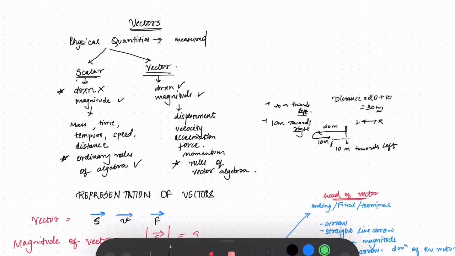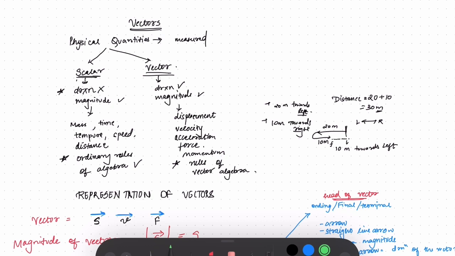So we are going to start with the very first chapter, that is vectors. Now this chapter is not really important for your NEET exam because only 1 or 2 questions come from this chapter, but it's very important to create your basics, which is going to help you throughout your physics journey.